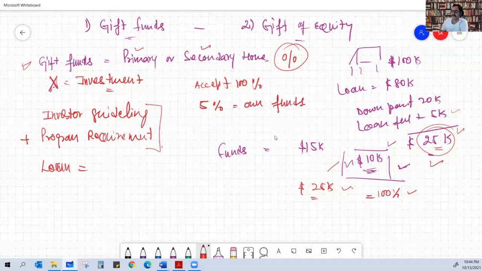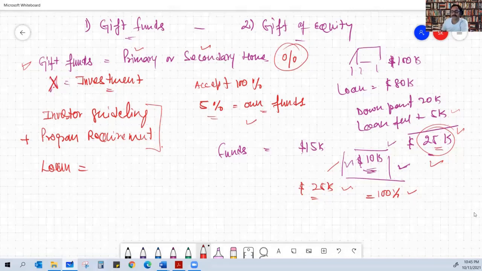They cannot accept 100% down payments as a gift. So they might need to pay 5% toward the closing costs, toward the down payment, from their own pocket, from their own funds, and the rest of the amount they can accept from the gift, and they can close the loan. Clear, right?